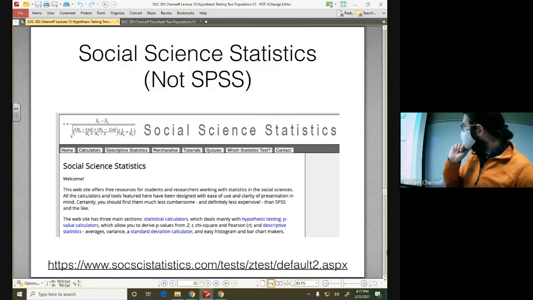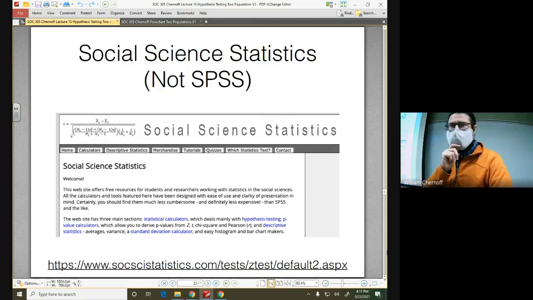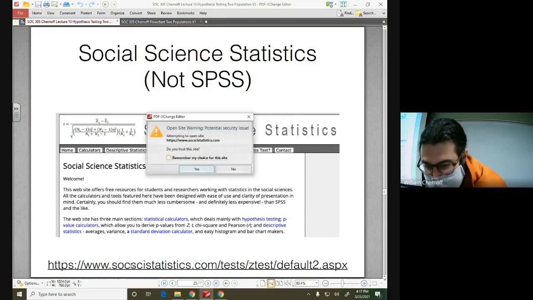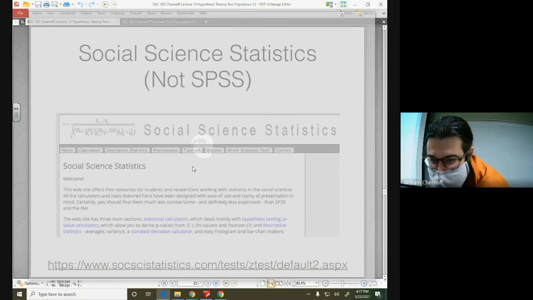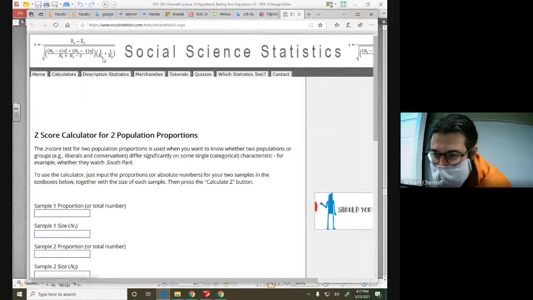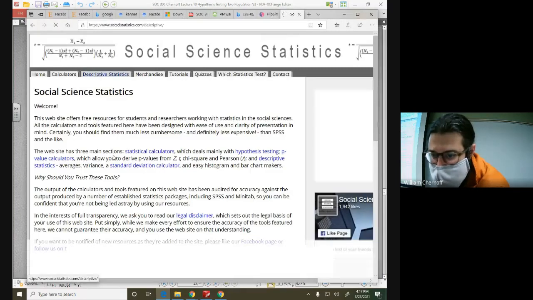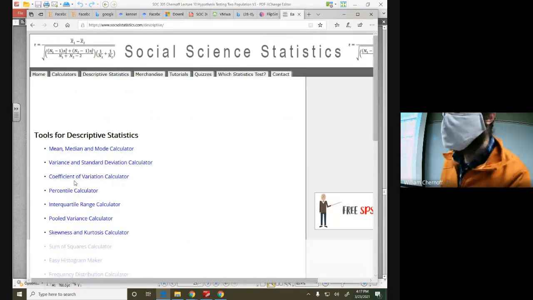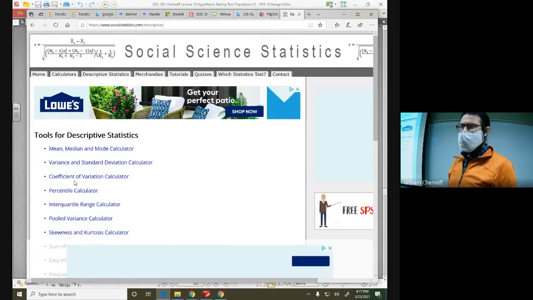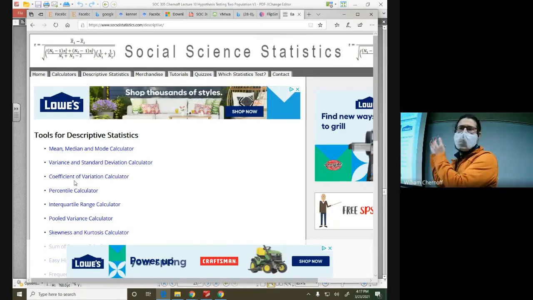So here's the website we're going to use. It's kind of old-fashioned looking, but it's probably not any more or less old-fashioned looking than SPSS. Here's a link down at the bottom, so you can just click on it and it'll open up in a browser. The homepage looks like this. It has a whole bunch of statistical tools that you can use. Who knows, maybe in the future you won't have access to SPSS. You might decide to go to this website and use these tools.